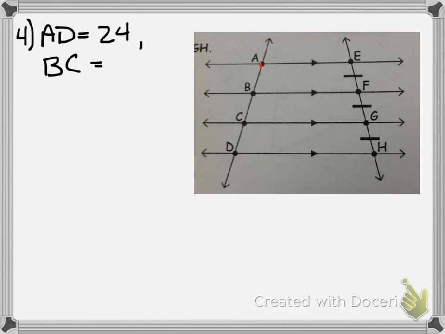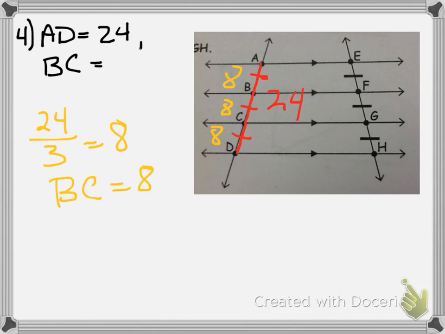This is saying that AD, this distance right here, is equal to 24. We know that all of these are congruent. So basically you just have to think to yourself, if the whole thing is 24, it's cut into 3 parts, what has to be the amount of each one? So you would do 24 divided by 3, which gives you 8. That means that each one of these is 8. So BC therefore would be 8.